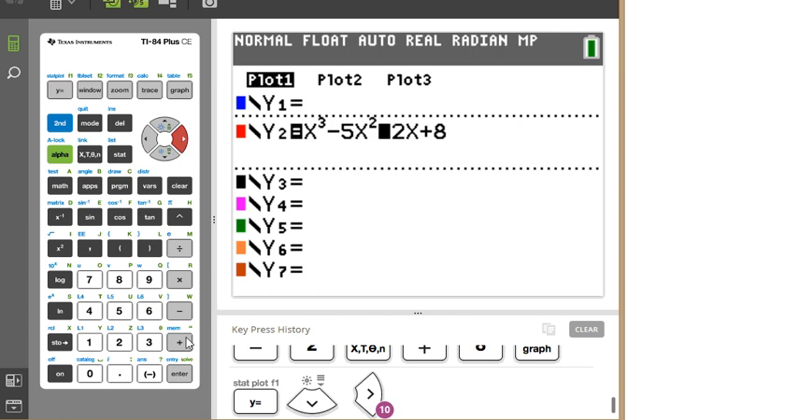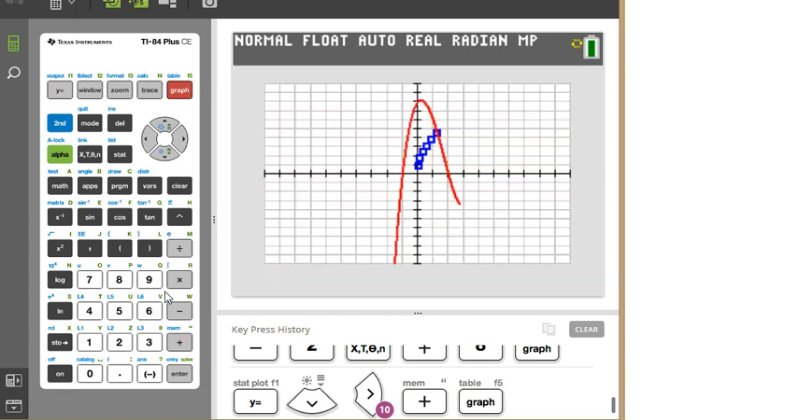Plus 2x plus 8. That looks better now. Now it's graphed. So we have zeros. It looks like at x equals -1, x equals 2, x equals 4. And we can go to table view.